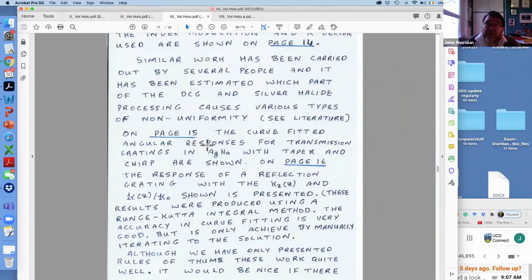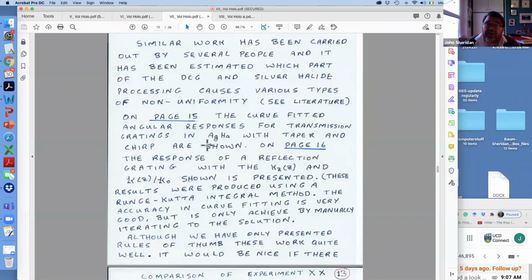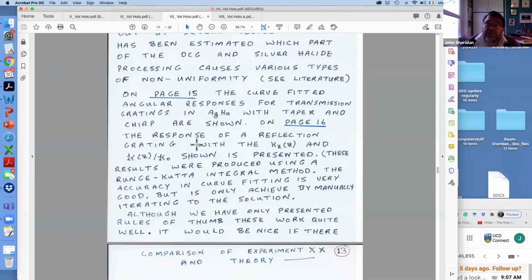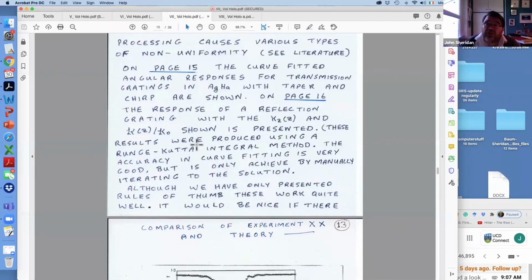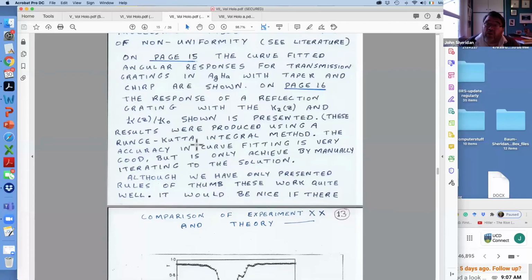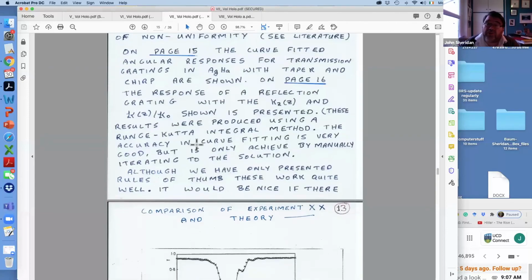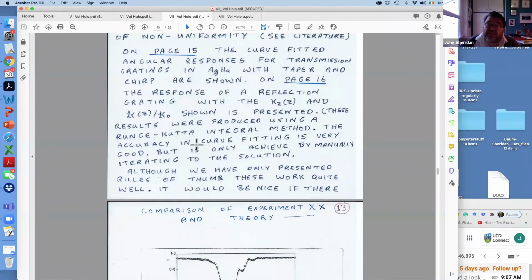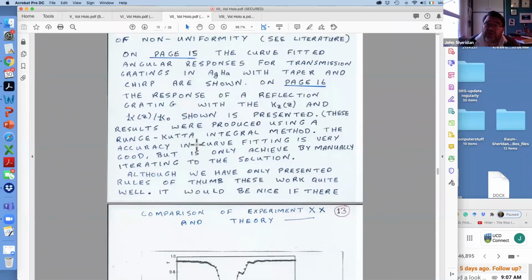Similar work has been carried out by several people, and it has estimated which part of, for example, the dichromated silver halide process causes various types of non-uniformity. So again, it's a case of the more you know, the more you can constrain the search, and the more experience you have, the easier it is to find reasonable fits. And again, these are particularly extreme cases. With photopolymers, you don't see this level of distortion in general.